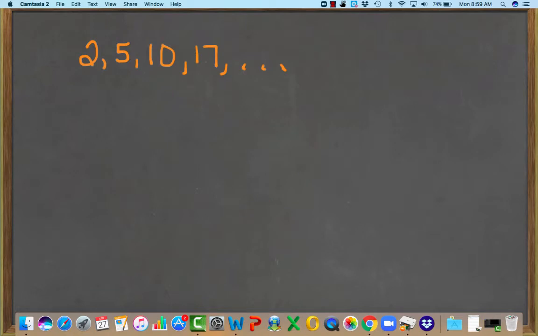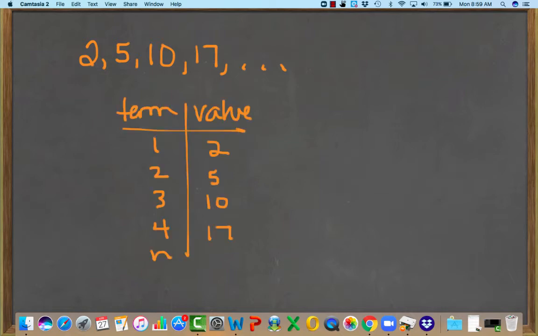Next, let's look at this set of numbers. You've got 2, 5, 10, 17. So if I make my table, it's apparent that if I do my common difference, we do not have a common increase this time. From 2 to 5 goes up by 3, but 5 to 10 goes up by 5, and 10 to 17 goes up by 7.